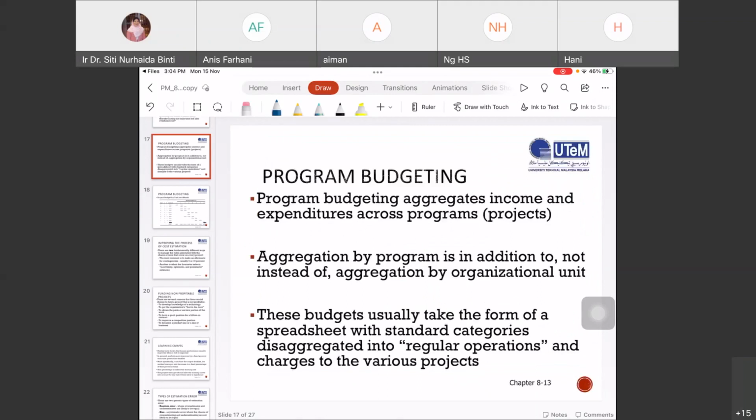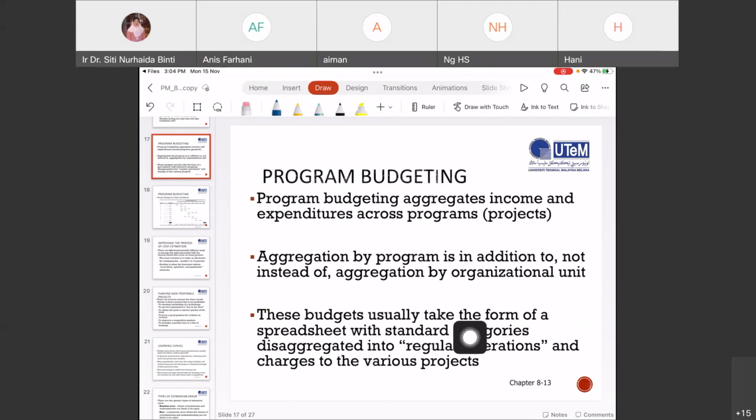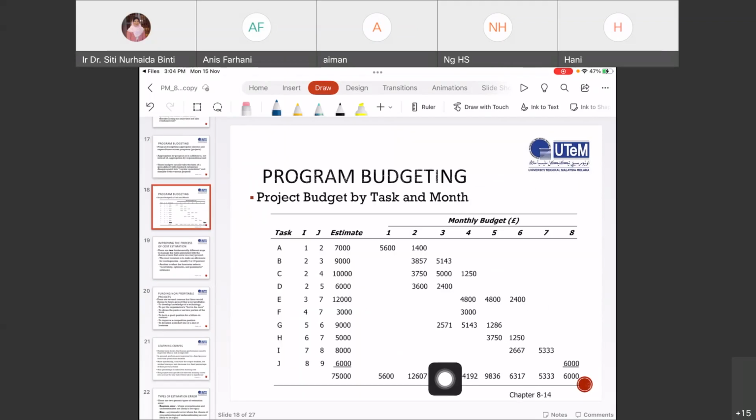So, what is program budgeting? Program budgeting aggregates income and expenditure across programs. Aggregation by program is in addition to, not instead of, aggregation by organizational unit. These budgets usually take the form of a spreadsheet with standard categories, disaggregated into regular operations and charges to the various projects. This is an example of program budgeting.